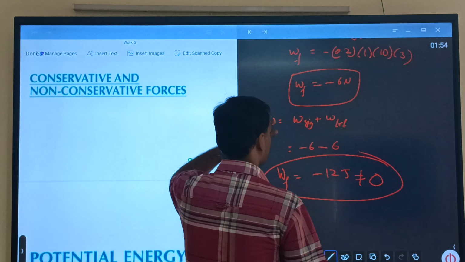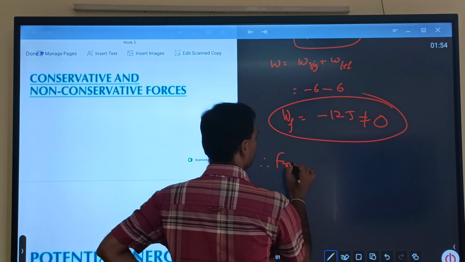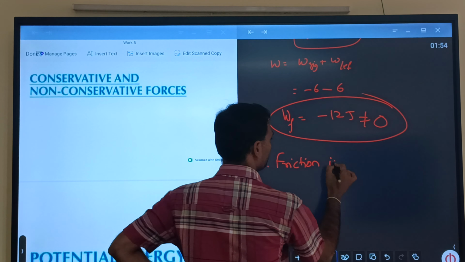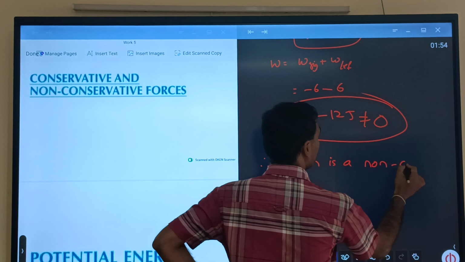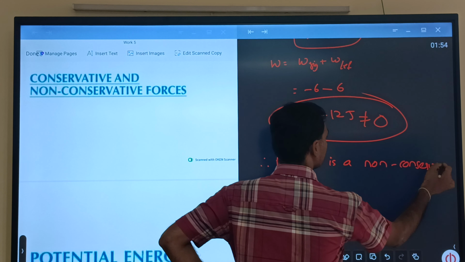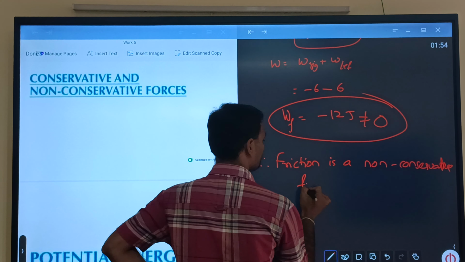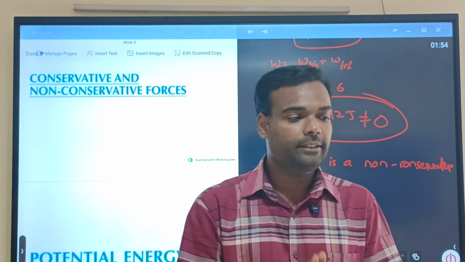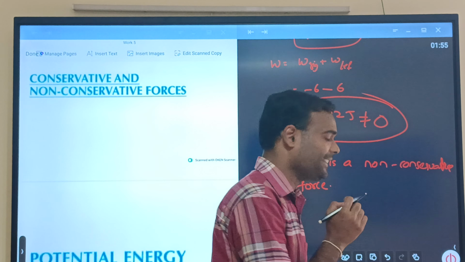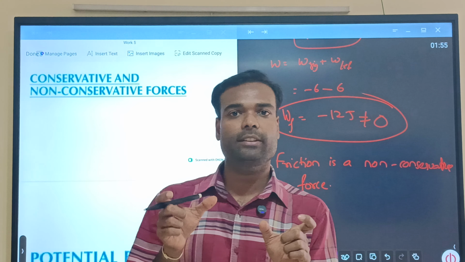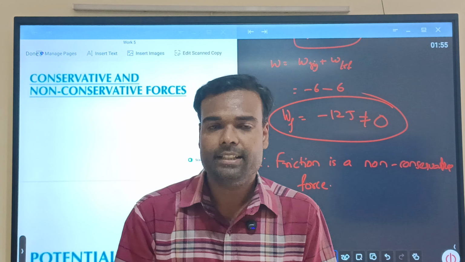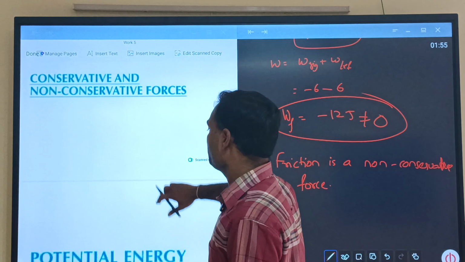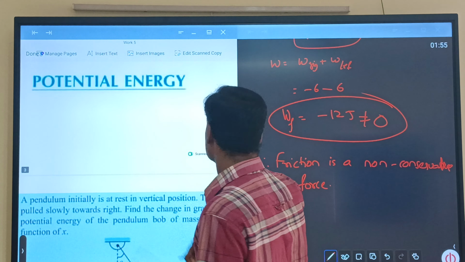Therefore, friction is a non-conservative force. Friction is a non-conservative force, right? I hope you now know exactly what the difference is between conservative forces and non-conservative forces. Let us go with the next concept, potential energy.